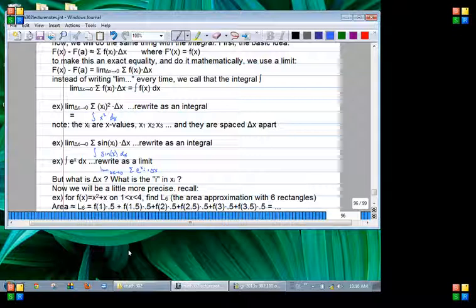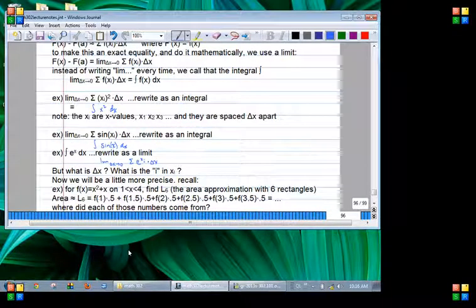So delta x is 0.5, and then we've got f of each of our xi values. The x is going from 1 to 4, so we start at 1, and we go 1, 1.5, 2, 2.5, 3, 3.5. Those are the 6 things that we have to add together to get our L6.